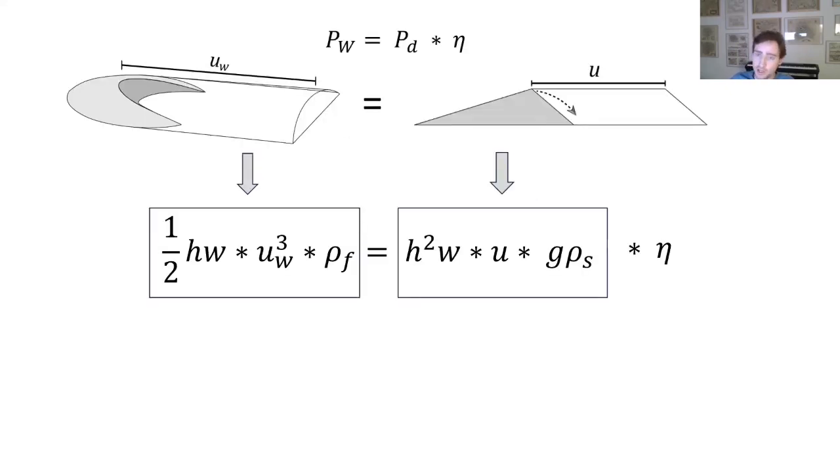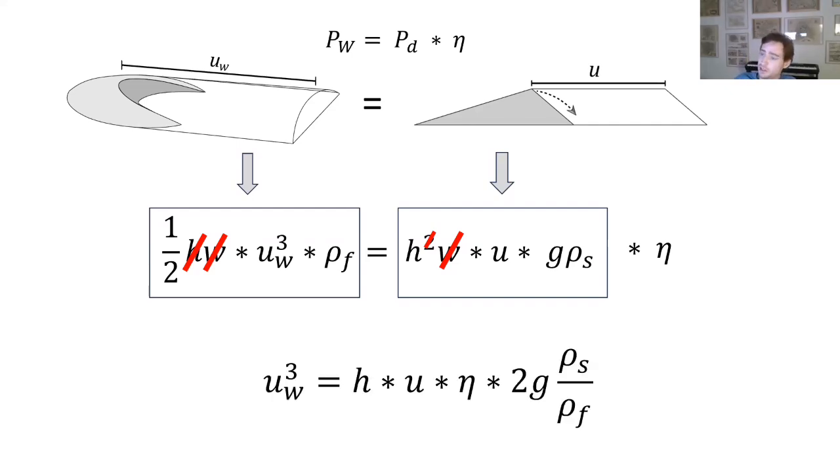All right, so putting both equations together, we get this nice little power balance. And we can start crossing off some factors. So we lose the width again, similar to the beginning of the talk where we lost the width in the surface to volume ratio. We're also losing the width in the power balance. And we're also losing one factor of height. So essentially what this equation said is that the wind speed to the third power is proportional to the height times the speed times a bunch of other things, right? Gravitational acceleration, the density ratio of the sediment and the fluid, and the efficiency of the dune.